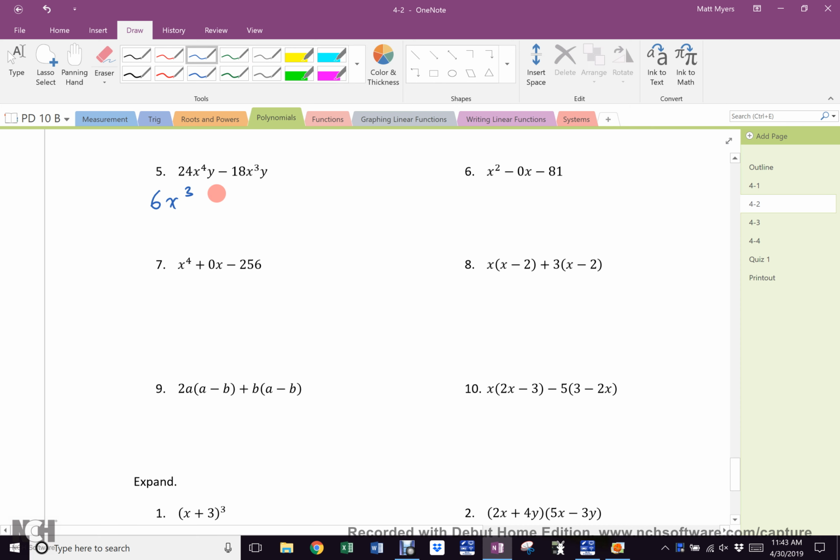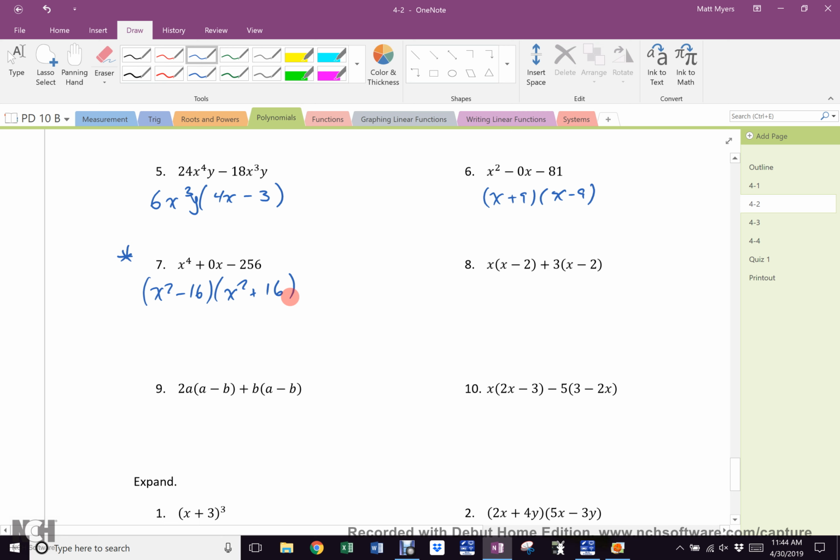6x cubed y, 4x minus 3. What's the answer to 6? 7. Put a star by number 7.